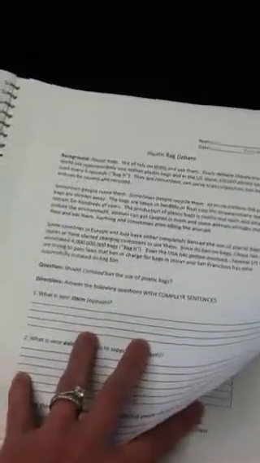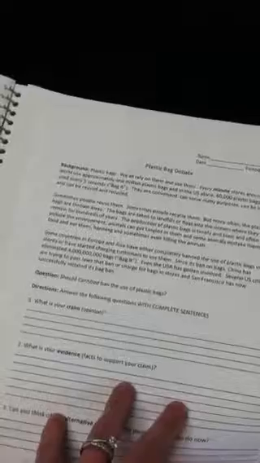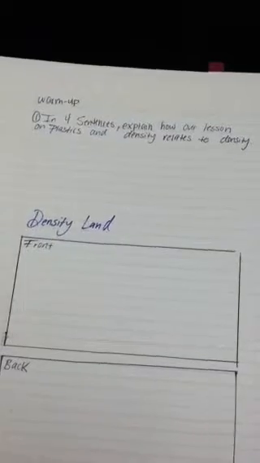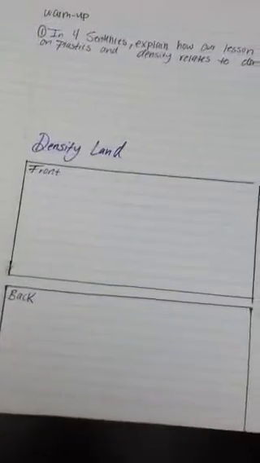And across from that on page 70 is the plastic bag debate, where we have the discussion and the implications of going green in Carlsbad and getting rid of plastic bags, I suppose. And you have your claims and evidence here. Page 71 is a warm-up from yesterday about talking about densities in plastics. And then you have your density land postcard, the front and back. So do make sure that's colored.